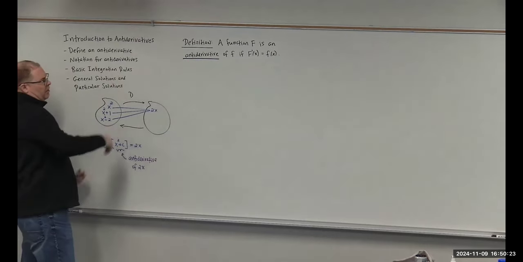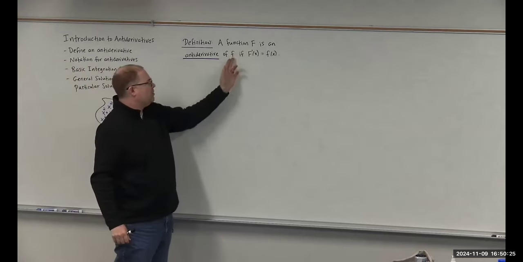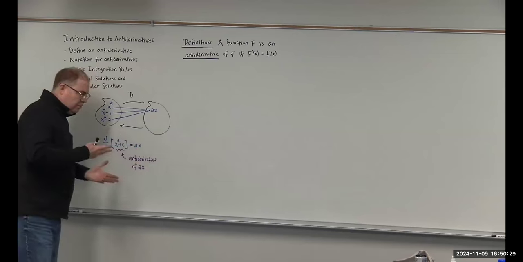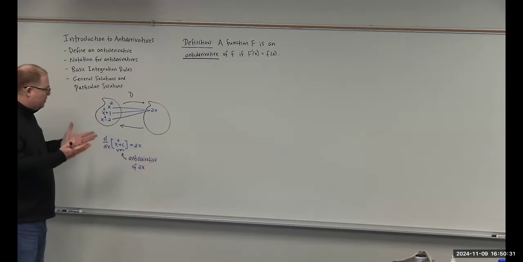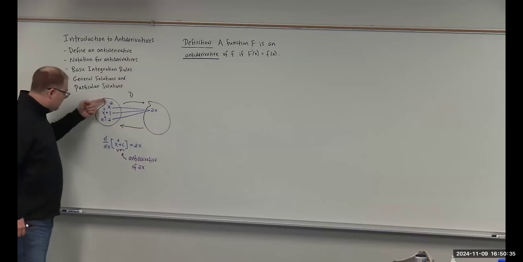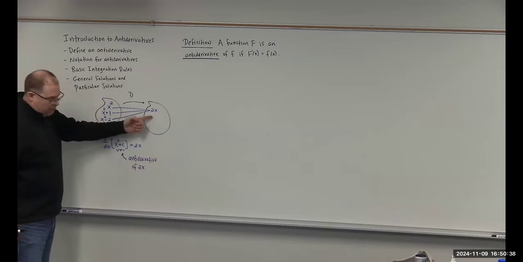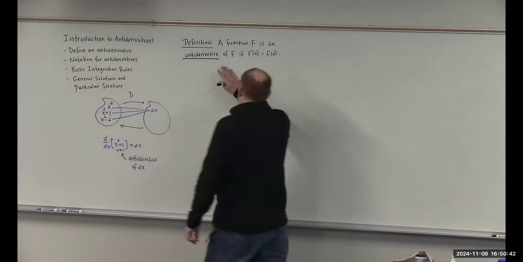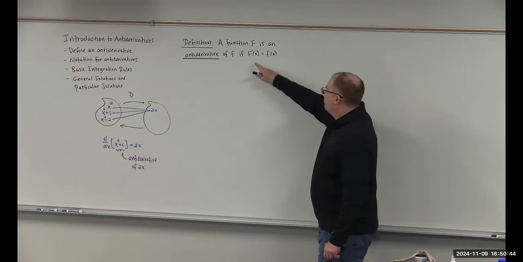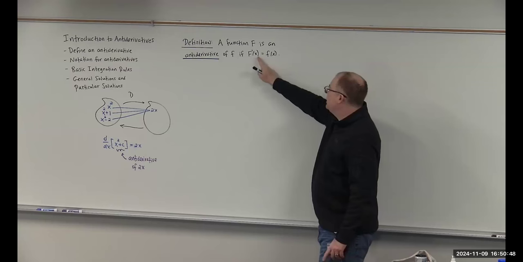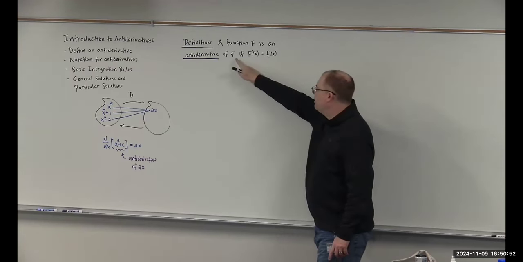The reason we use capital F and lowercase f is because they are two different functions, expressed differently in most cases. Over here, we have x squared plus constants. Over here, it's 2 times x. So a function F is an antiderivative of f if we take the derivative of this function and that equals f, this f here.